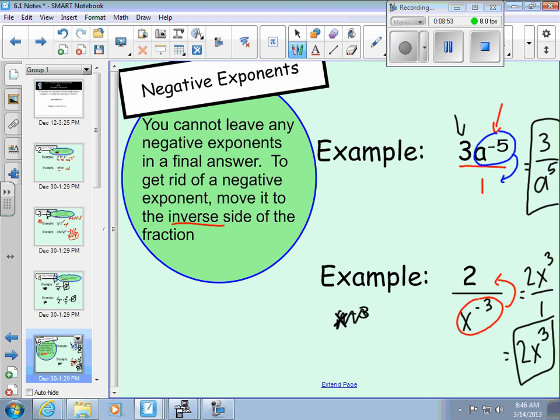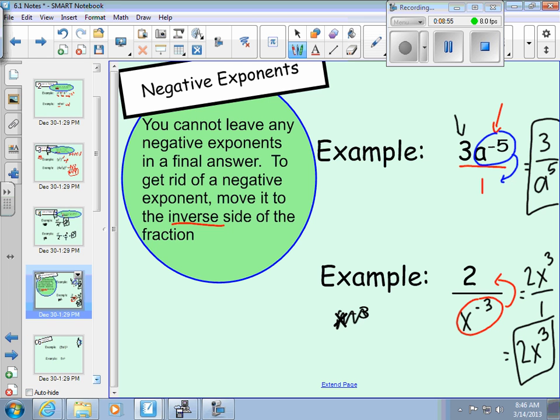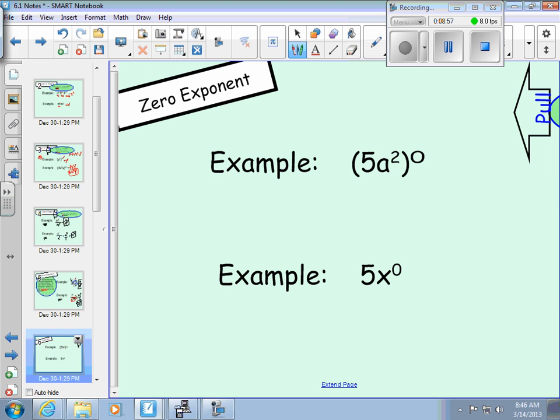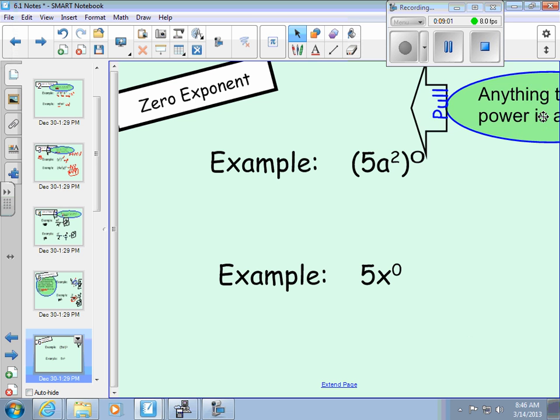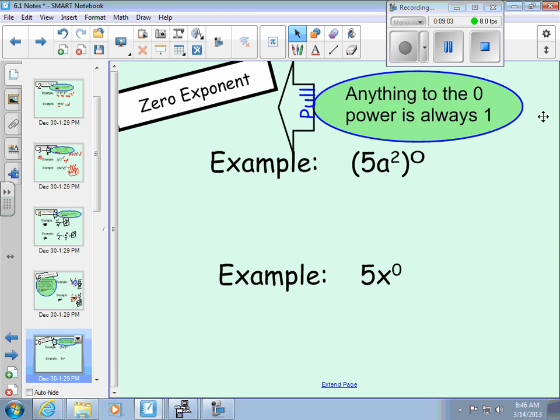All right, final one. This is the easiest property of exponents. Anything to the 0 power is always 1. You could try it on your calculator. Take any number to the power of 0. Anything's going to equal 1.